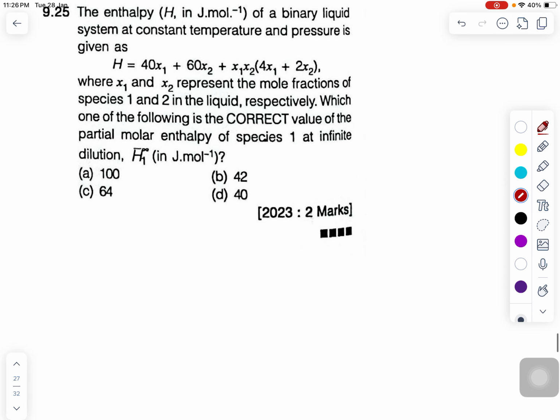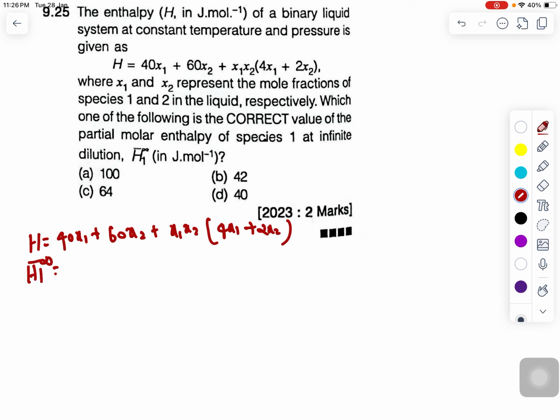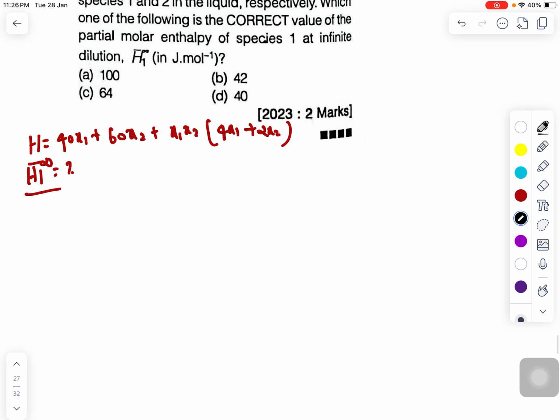This is also really a good question. Very frequently these kinds of questions are asked in GATE. So enthalpy H is given as 40x1 plus 60x2 plus x1 x2 (4x1 plus 2x2), and you are supposed to calculate h1 bar infinity. In order to calculate h1 bar infinity, h1 bar will be equal to h1 bar infinity when x1 tends to 0 or x2 tends to 1.